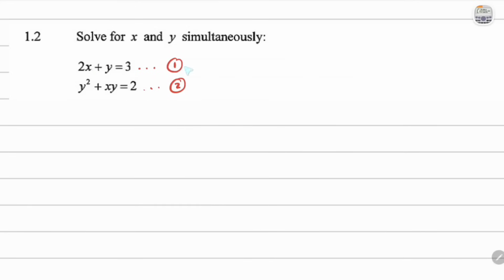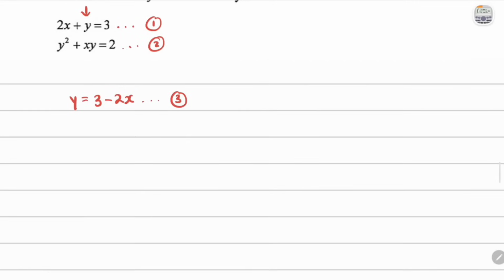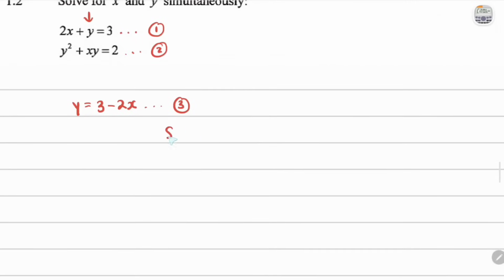So now we can form equation 3 using equation 1. You can leave y on the left-hand side, and we have y is equal to, and you still have 3 on the right, and then take your 2x over. And this is now our equation 3. Okay, now to solve for x, we can go ahead and substitute equation 3 into equation 2. So wherever you see y, substitute it with 3 minus 2x.